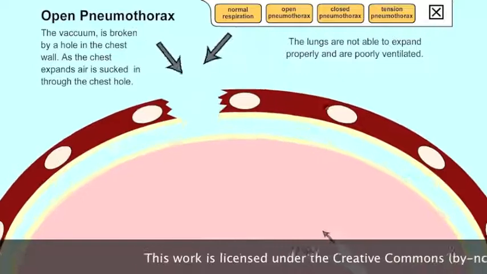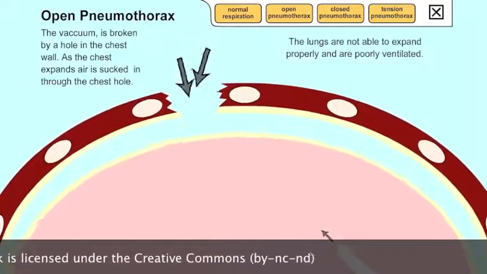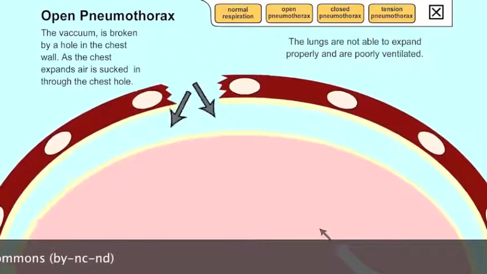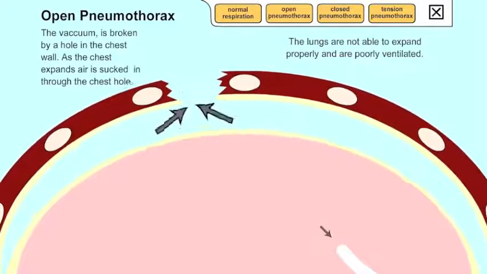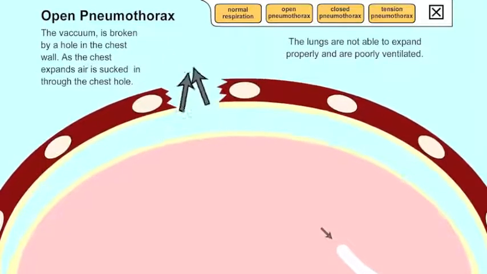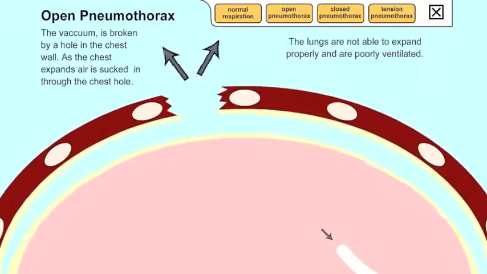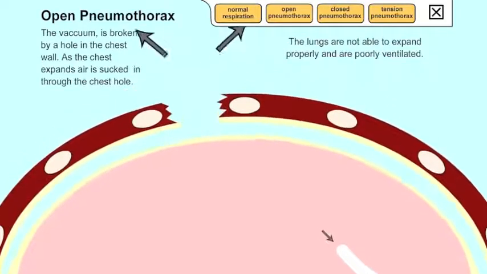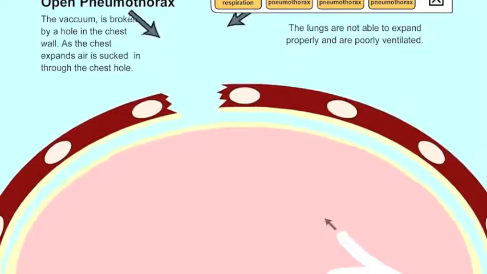Now, when we have an open pneumothorax, we actually have a penetrating wound, say, or an area where the air can get from the outside into the lungs. What has occurred is that the vacuum we rely on to allow pressure has now been basically ruptured. It's no longer there. And as the chest expands, air is sucked in through the hole in the chest, and the lungs are not able to expand properly, and they're very poorly ventilated.